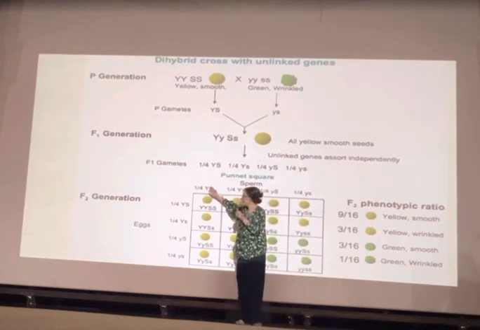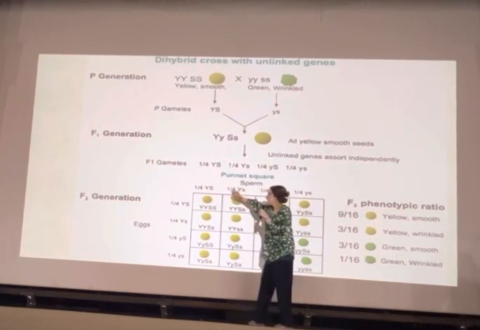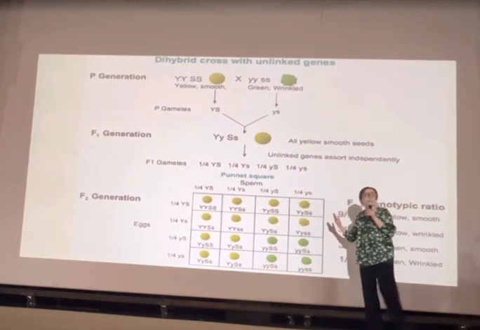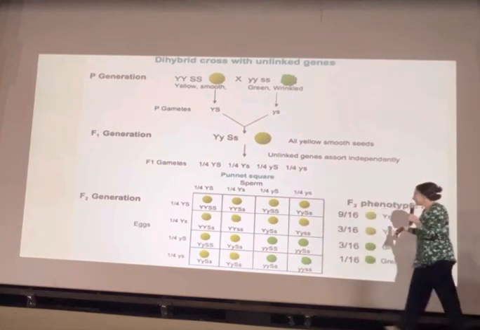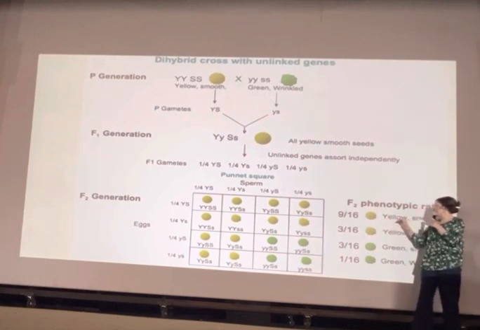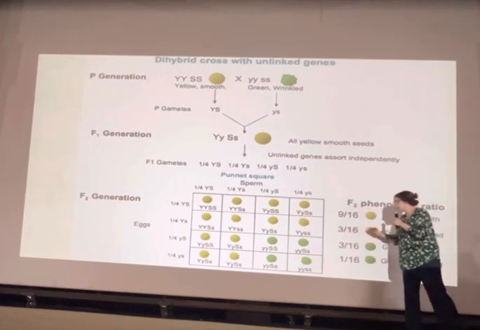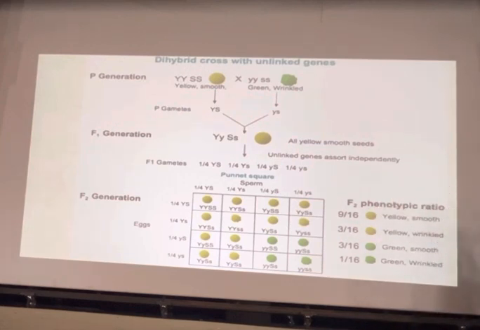So Y capital S capital with Y capital S capital. This is the pattern. And so on, you do all the crossing. And you end up with the typical 9/16, which is all capital, which means all dominant, and 3/16 being heterozygous, some dominant, some recessive, and 1/16, which is all recessive phenotypes. Okay? So this is an example of independent assortment.